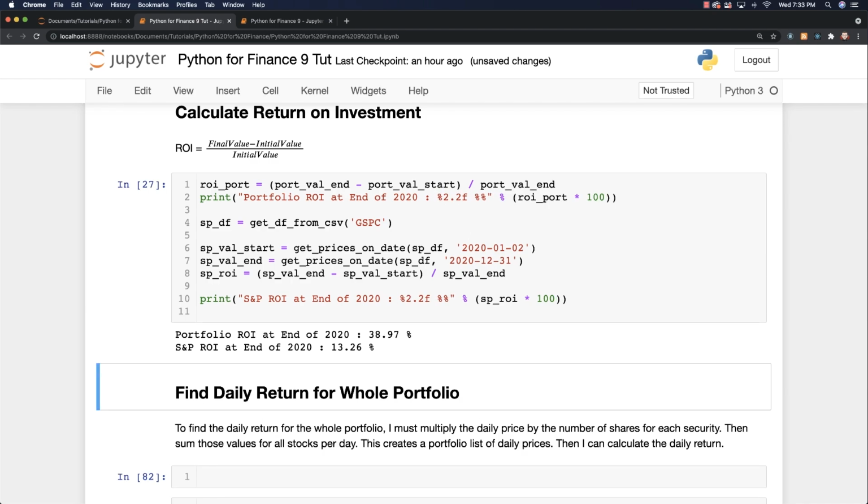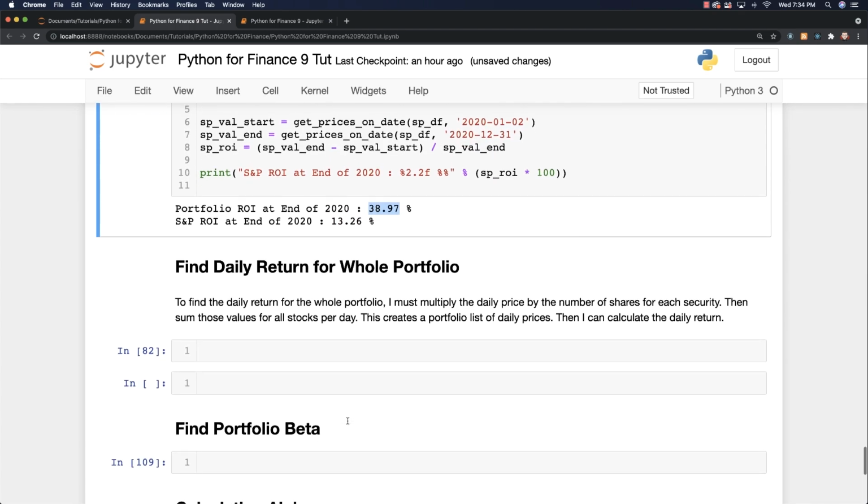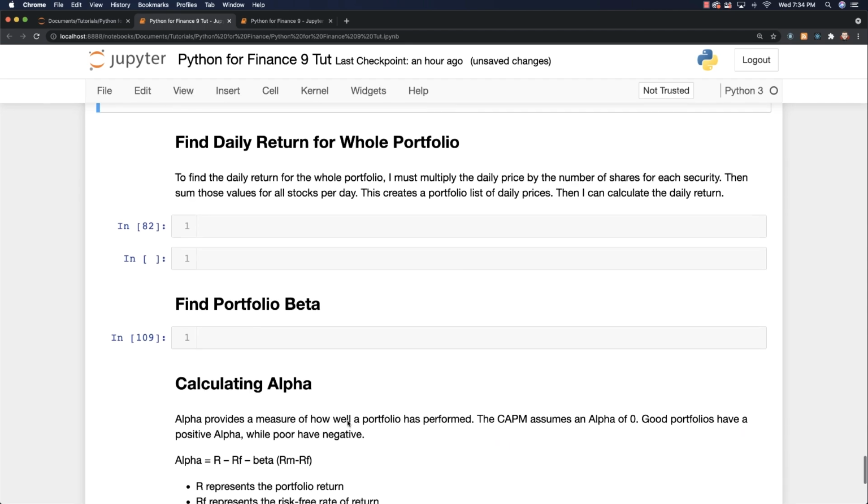All right. Boom. So our portfolio that we crafted over the last couple videos in 2020 had almost a 40% return versus the S&P, which had a 13.26 return. Good return, much better return. All right, so now you can see the power of efficient portfolios.